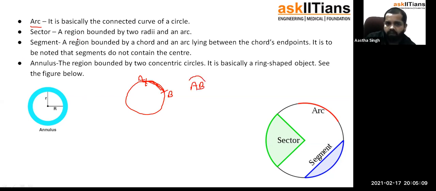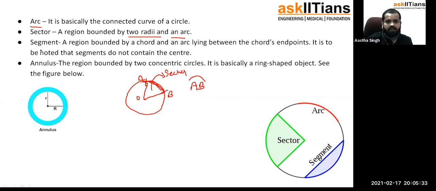A sector. A sector is a region bounded by two radii and an arc. Suppose in this same diagram, the point O is there. The region bounded by two radii and an arc, OAB, is known as a sector.